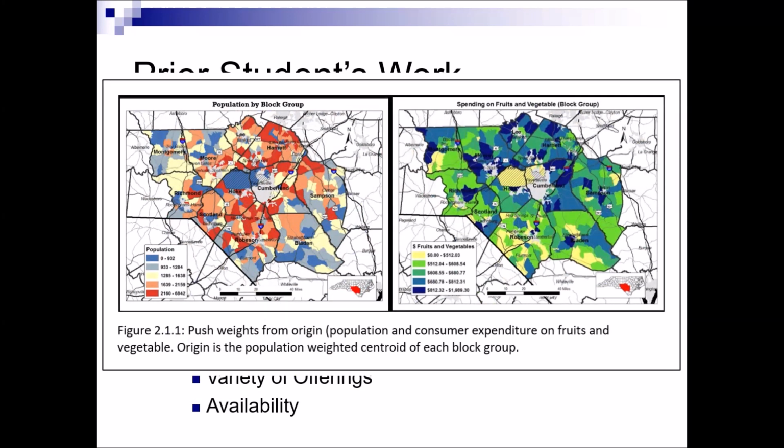And so we had a previous student who looked at push factors and pull factors, where the spending on fruits and vegetables... we're looking at this place here. These places in blue, they spend more on fruits and vegetables. Isn't that where you're going to want to put more stuff? People who spend more on fruits and vegetables, of course. Where do all the people live? The actual raw number of people who live. So even though there's a lot of people who live down here, they don't spend a lot of money on fruits and vegetables.